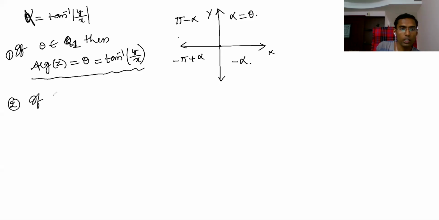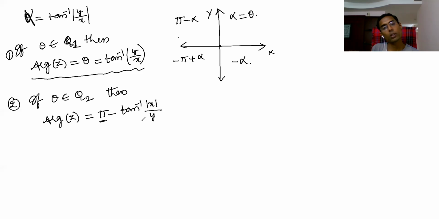But if theta is in the second quadrant, Q2, then what you should do? Argument of z is nothing but pi minus tan inverse of, here second quadrant is already considered by the pi. But second quadrant means x is negative, y is positive. Therefore, you can write mod x by y. Or if you want, you can write pi minus tan inverse of minus x by y, so minus x becomes positive. So that is in the second quadrant.